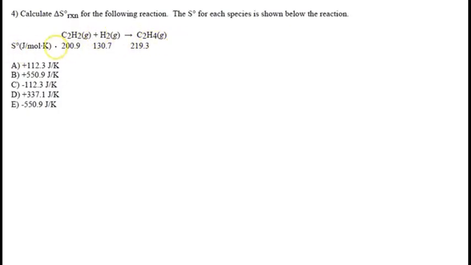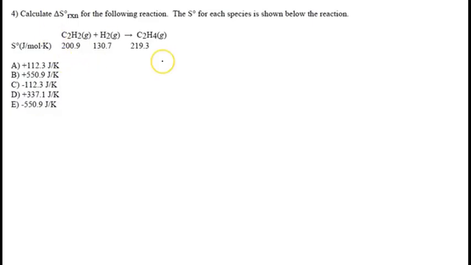The S naught values are shown here, and they just want us to calculate delta S naught of the reaction. So again, use a strategy. If we've already calculated delta S naught of the reaction for previous questions like we've seen before, then all we need to do is go back and flip that page and ask, what did I do here? So that's going to be a way to look at this question as a freebie.